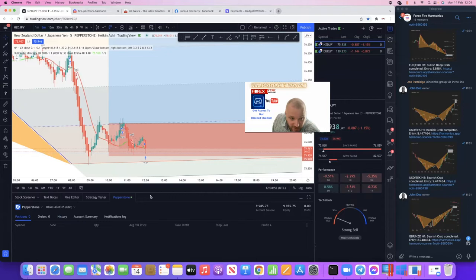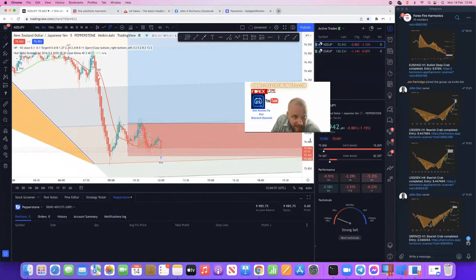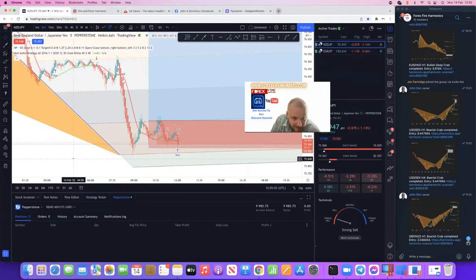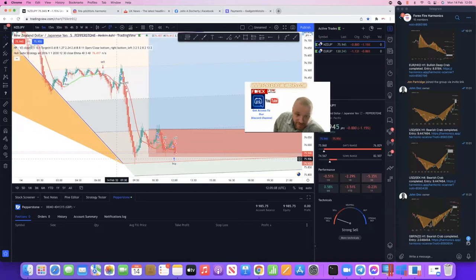And again, we've got a buy signal there at the moment on the 5 minutes. But again, it's coming back into a sell. There's a sell just appeared there. So it might be a case that this pattern is simply just going to be a failed pattern. We don't know that yet.